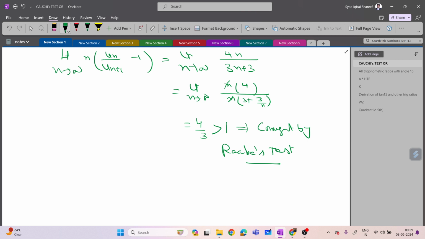And in the examination, they will not mention which test for the convergence of the series to use. You have to see the series and apply. So generally, whenever the D'Alembert test or ratio test fails, we apply the Raabe test.